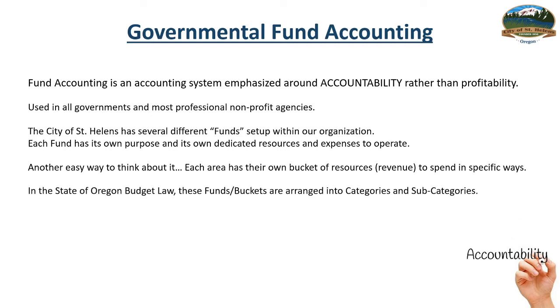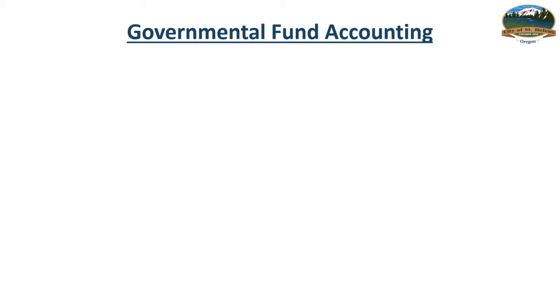Different states in the U.S. have different rules about how their government agencies can use fund accounting. In Oregon, these funds, or buckets, are arranged into three main categories, and then subcategories after that. Let's take a look at that at the next slide.